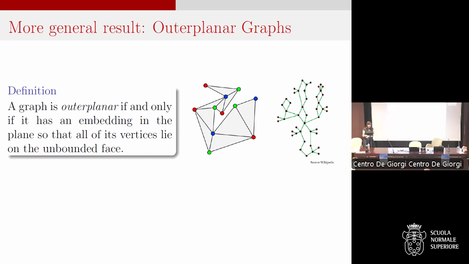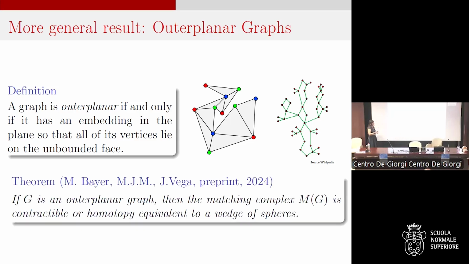A graph is outerplanar if you can draw it such that all of its vertices lie on the huge unbounded face. Maybe it looks just like polygons, but it's actually not. Both of these things are outerplanar, and also if you take a wedge of them, or a wedge of several copies, you again have an outerplanar graph. So it's much smaller than planar graphs, but still a huge class of graphs. And we proved that, as we expected, their matching complexes are either contractible or homotopy equivalent to a wedge of spheres, which is nice.